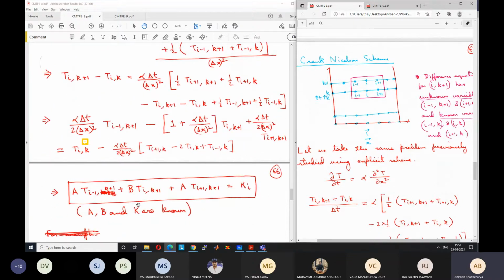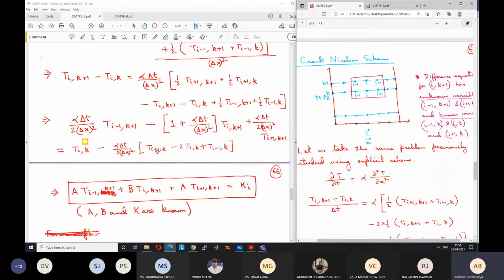So ultimately, we have written the equation where on the left hand side we have three unknowns. What are the three unknowns? At the k plus 1 time step, we have the temperature unknowns at the i minus 1 grid point, i grid point, and i plus 1 grid point. On the right hand side, we have everything known. So T i k is known from previous calculation. We have done some calculation to reach this time step, right? So it is already known.